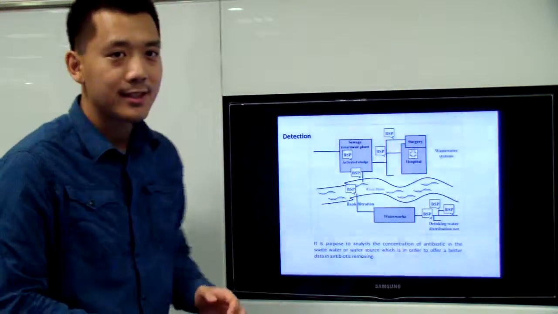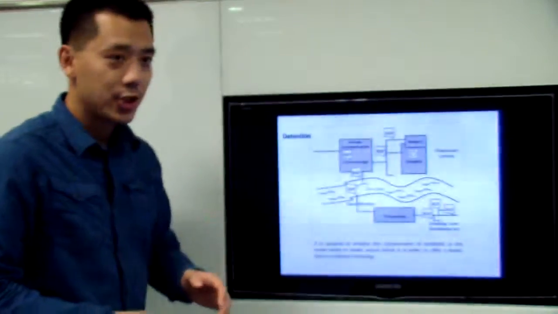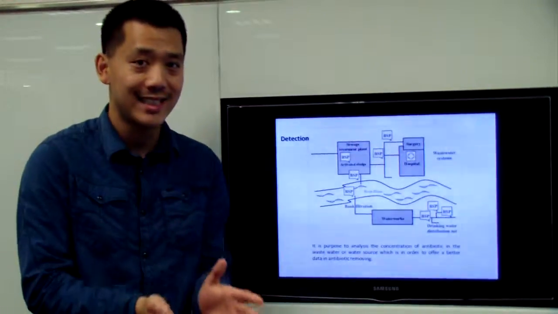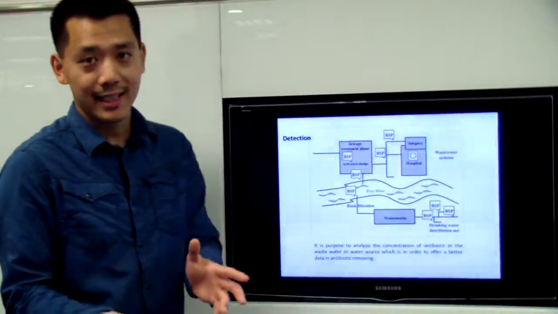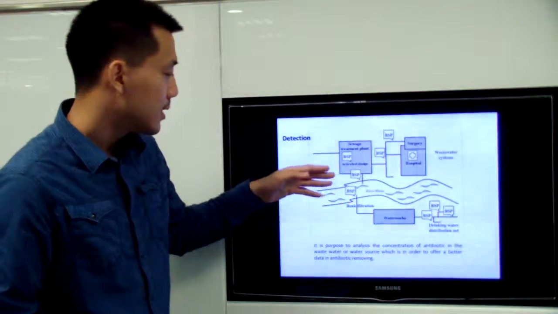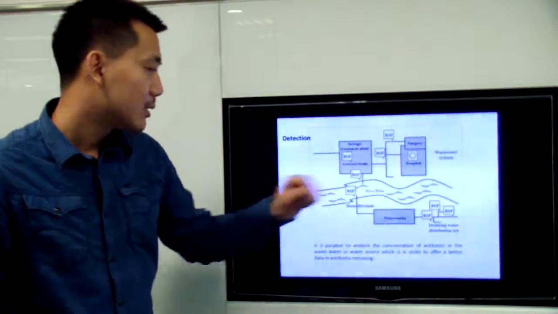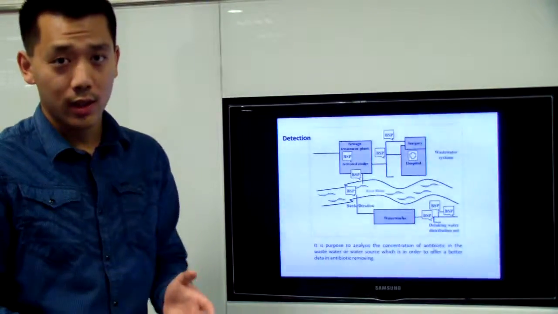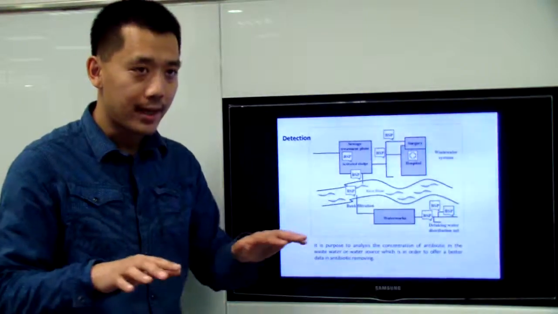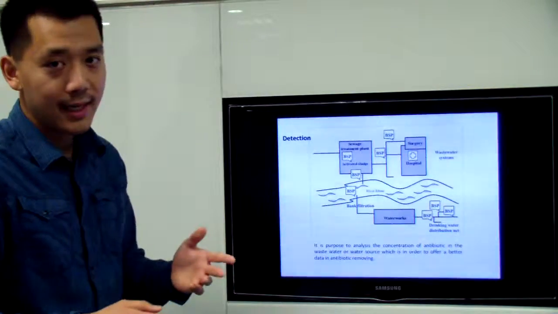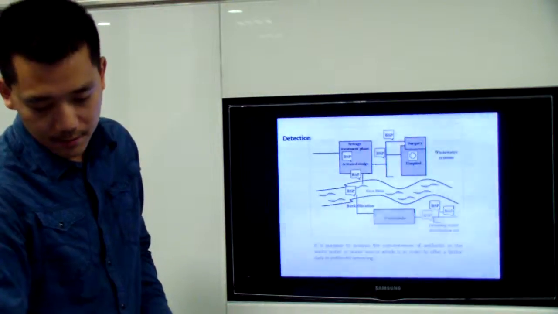I have also designed a detection system. Detection means detecting antibiotic resistance in the water system, like in a lake or a river. In this picture you see the sampling points along the river. It is proposed to analyze the concentration of antibiotics in the water resource, in order to offer a better platform for analysis by scientists or researchers.